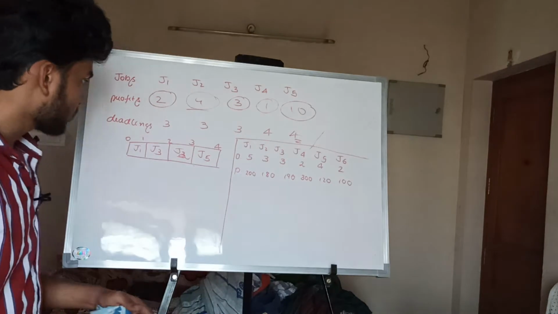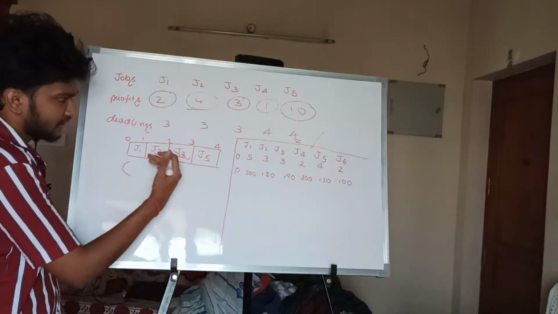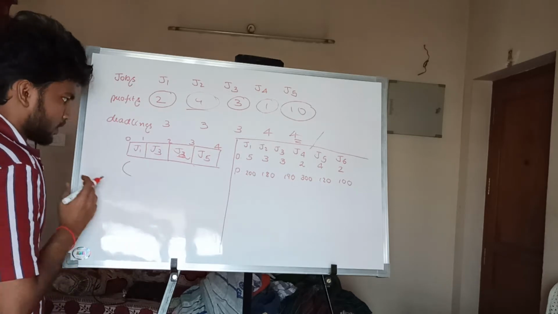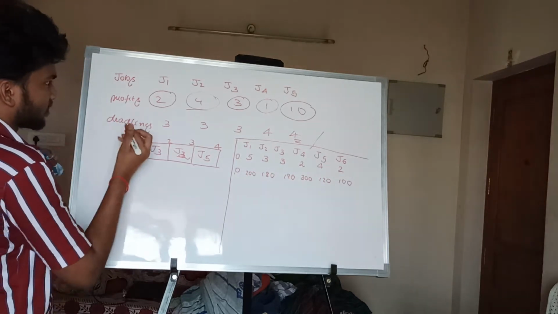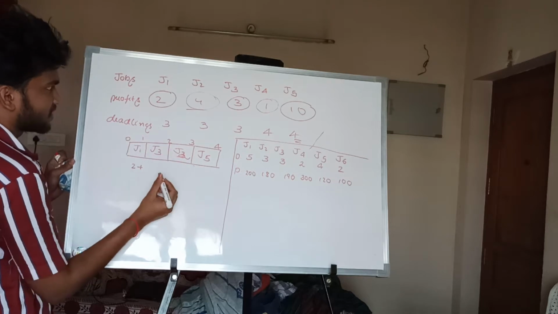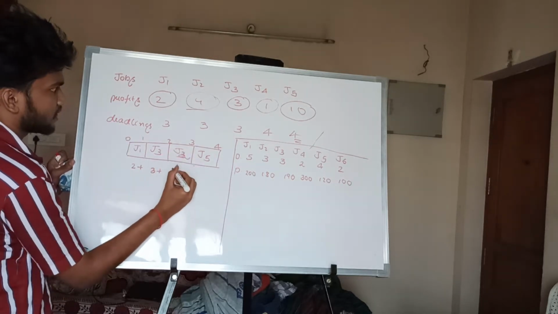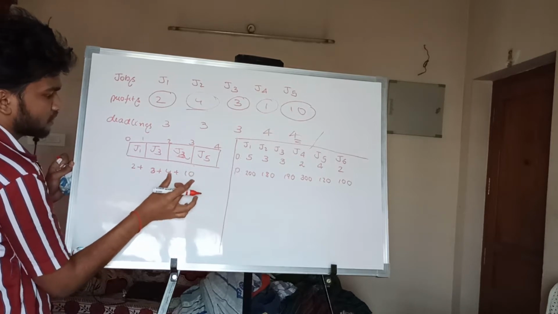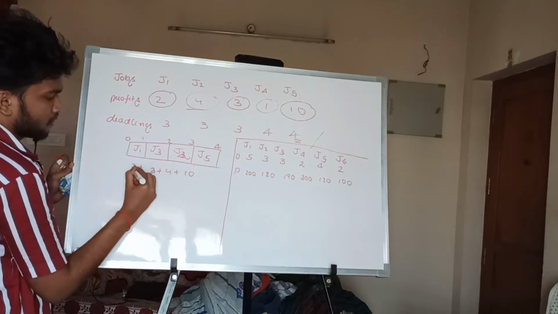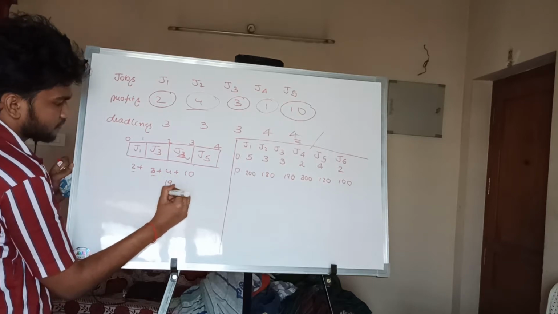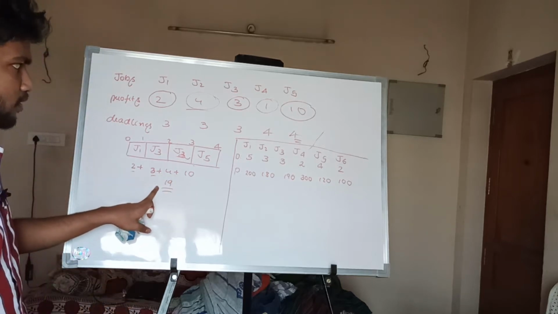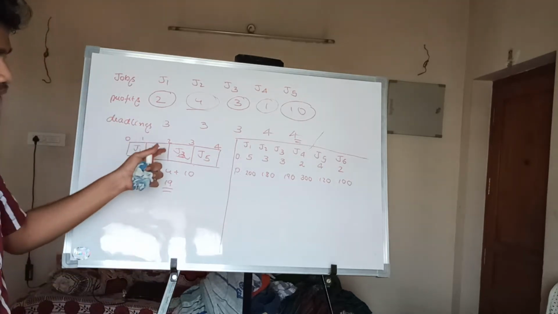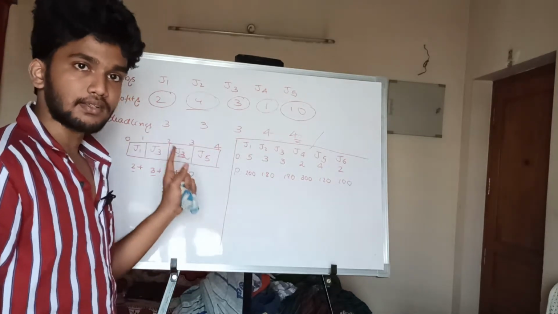Now in this one, if you want to calculate the profits earned according to the given number, take it and calculate it. So J1, how much is it earning? 2 plus J3, 3 plus J2, 4 plus J5, 10. So 16, 16 plus 3, 19. 19 is the maximum profit that you can earn, and this is the only possible way and the best way that you can apply to get the highest value.